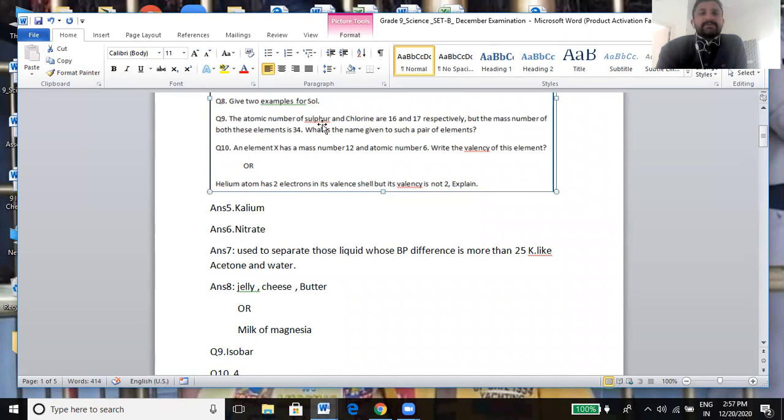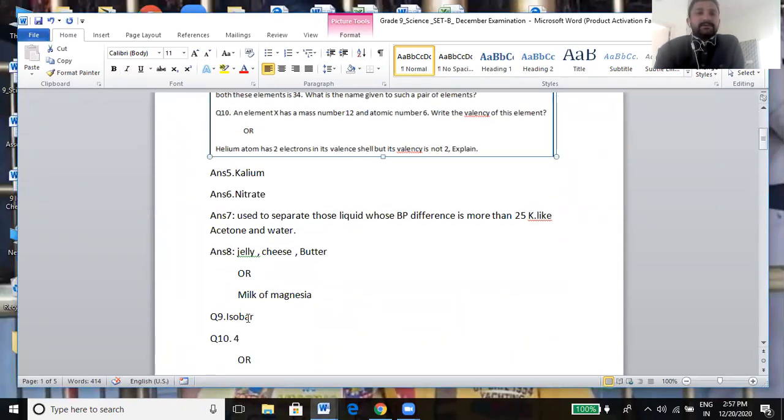The atomic numbers of sulfur and chlorine are 16 and 17, but the mass numbers of both these elements is 34. If the mass number is the same, as you know, they are isobars. Okay, we can say it is isobar.